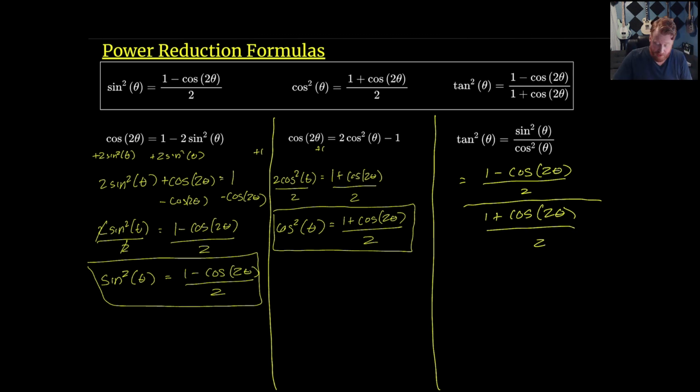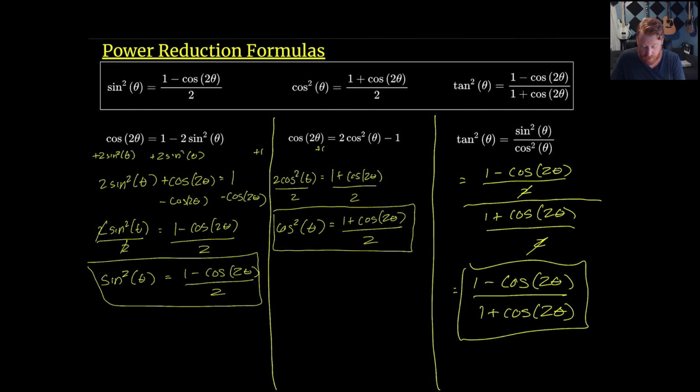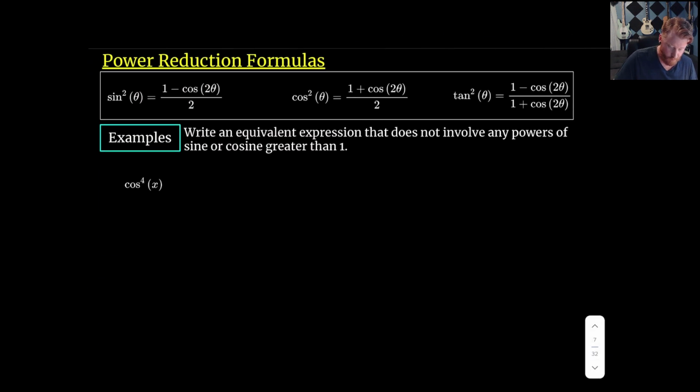Now you can think about multiplying by the reciprocal here, but just to cut to the chase, those 2's are going to cancel, and what we're going to have left is 1 minus the cosine of 2 theta over 1 plus the cosine of 2 theta. It's really just the 2's in the denominators that cancel out, and we're left with the more interesting portion, 1 minus cosine of 2 theta over 1 plus cosine 2 theta, written as a fraction. So there we go. We've got our power reduction formulas. Let's go ahead and try to use them.